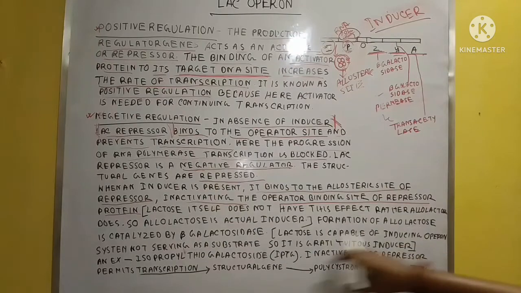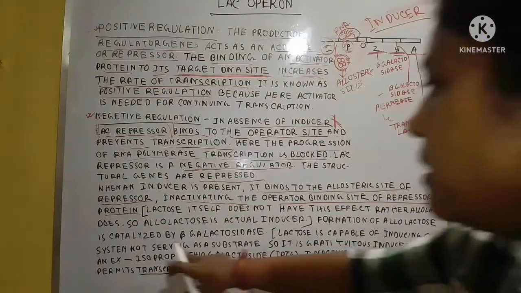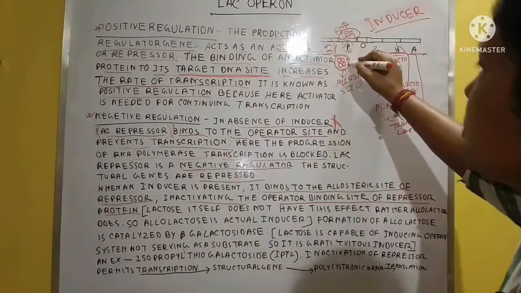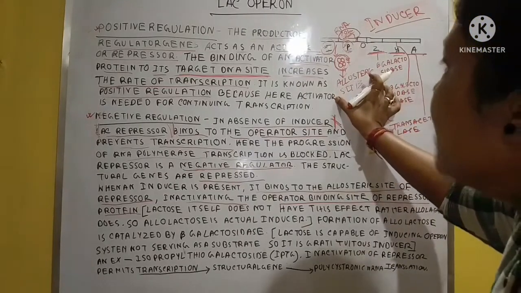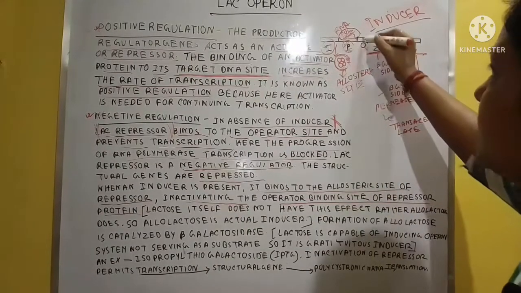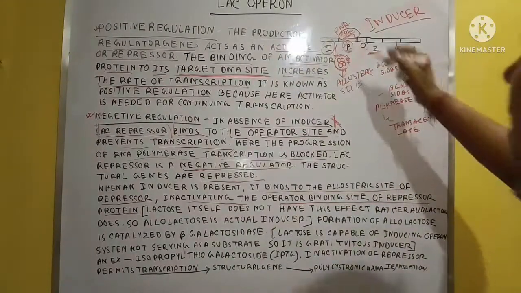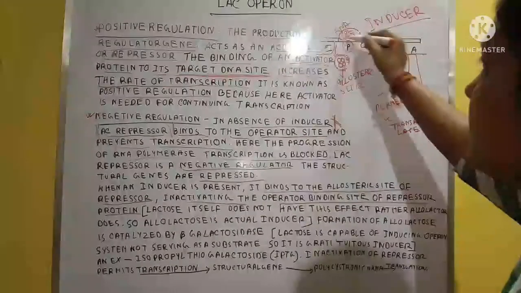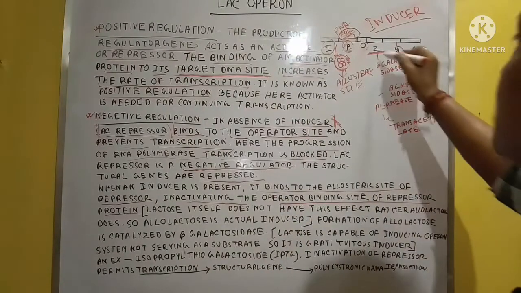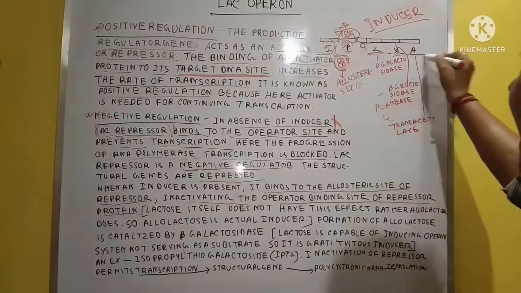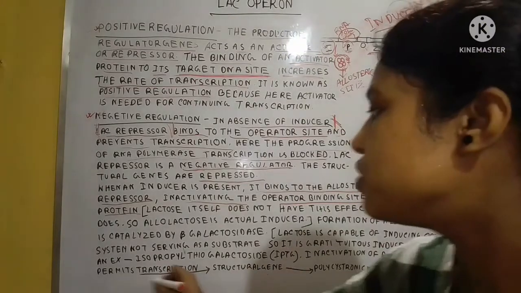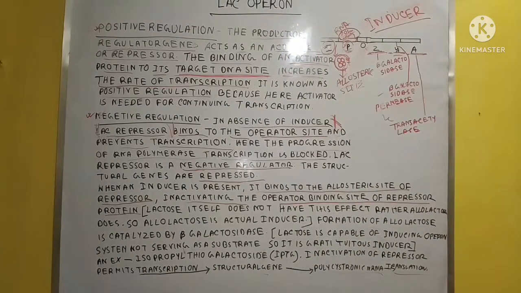Formation of allolactose is catalyzed by the beta galactosidase. This is another thing. So what happened? The inducer just binds to the allosteric site of the repressor protein. The repressor protein cannot bind with the operator site. So the RNA polymerase that is present on the promoter cannot be blocked. So the transcription of the Z, Y and A structural genes is possible, and after that translation is also possible.